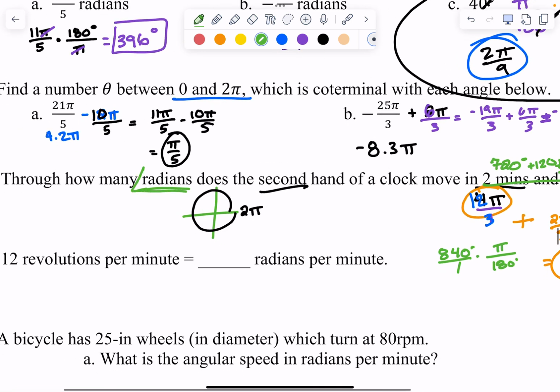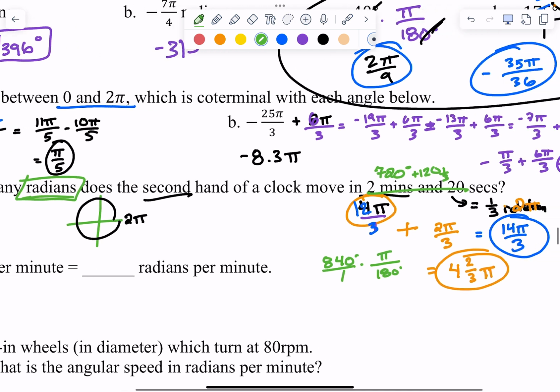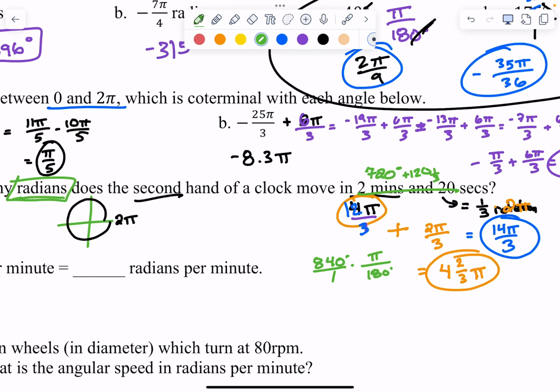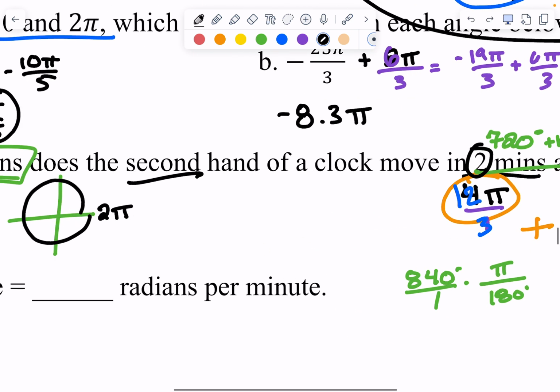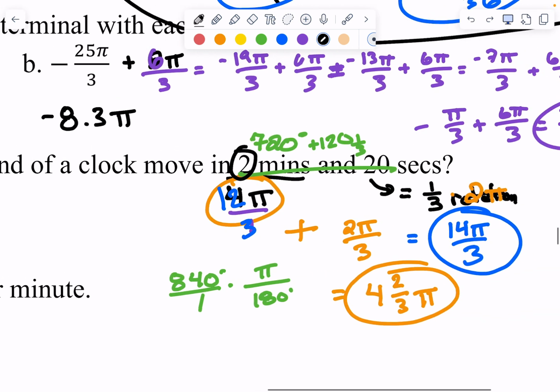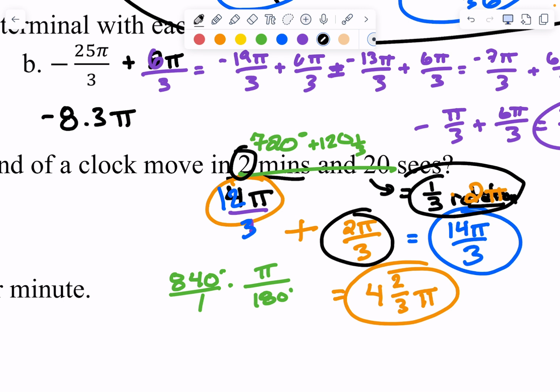We're trying to find in radians how much a second hand of a clock will move in 2 minutes and 20 seconds. We said the second hand on a clock in 2 minutes will do 2 complete revolutions, which is 4 pi, because 1 revolution is 2 pi. Then 20 seconds is a third of a rotation, so a third times 2 pi is 2 pi over 3. So we did 4 pi plus 2 pi over 3, and we got 14 pi over 3, or 4 and 2/3 pi. That would work as well.